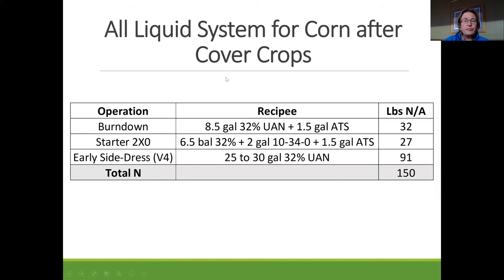Here's one farmer that has a lot of experience with making cover crops work, and this is his program. I don't necessarily agree with it, but this is what he's doing. And again, he uses the burndown. He uses 8.5 gallons of 32% with 1.5 gallons of ATS. Based on my work, I would say that this is maybe a wasted application, but he applies 6.5 gallons of 32% with 2 gallons of 10-34-0 with 1.5 gallons of ATS. And then what I think is really making his system work is he's side dressing before V4, 25 to 30 gallons of 32%. And he's getting 240 bushel yields on 150 pounds of nitrogen.